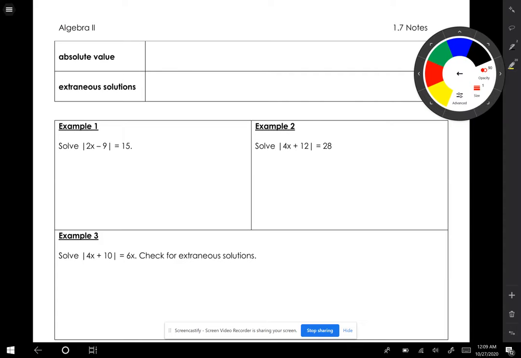Hello, Algebra 2 students. Today we will do 1.7 notes, solve absolute value equations and absolute value inequalities. Let's start with some vocabulary. Absolute value is the distance a number is away from zero.